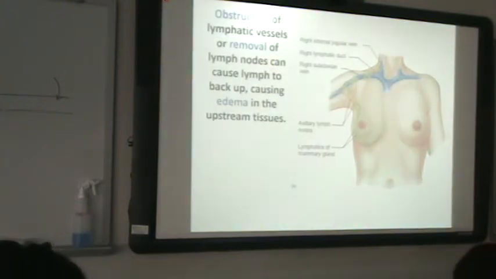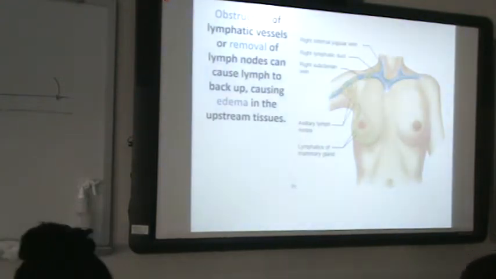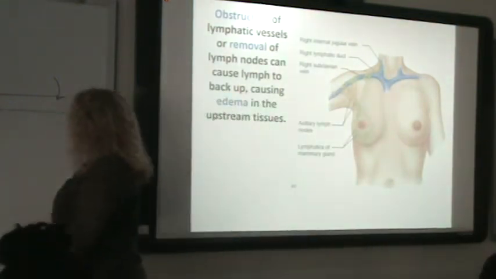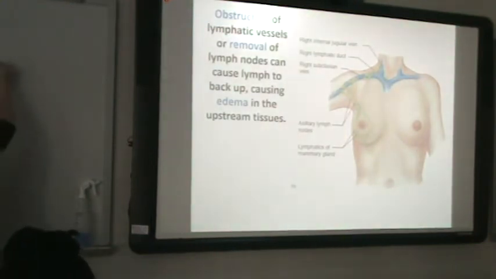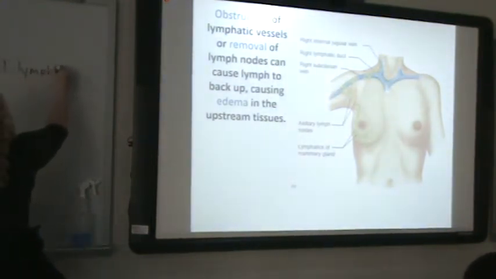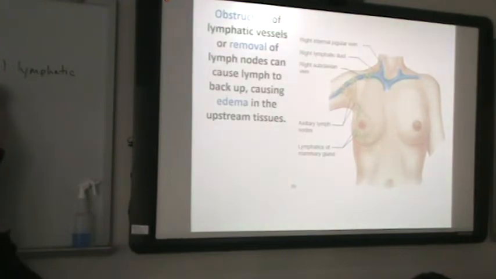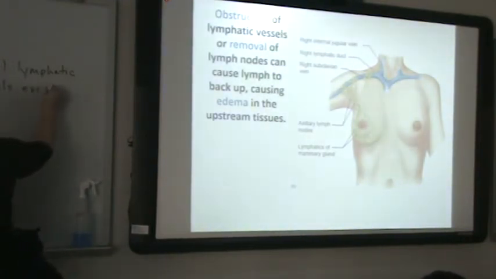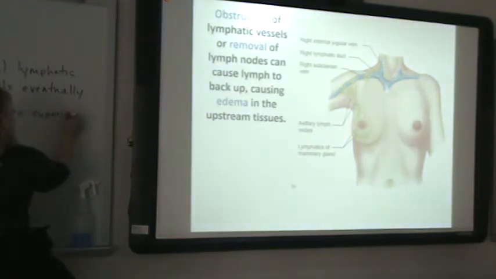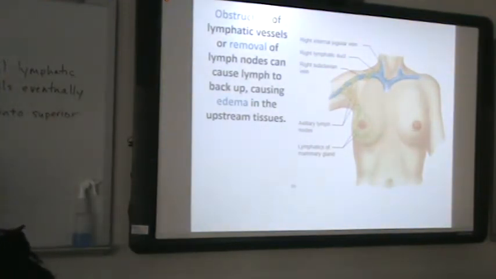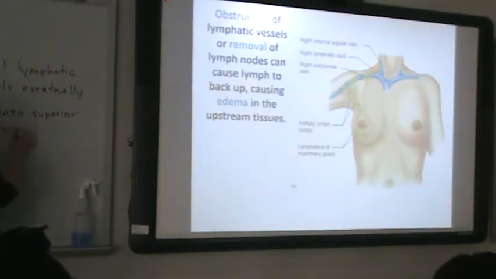Okay, there's something really important. There's something so important that's not written on the slides. You've got to write it separately. And it's this. All lymphatic vessels eventually drain their fluid, after it's been monitored, returned up into the trunk, into the superior vena cava.